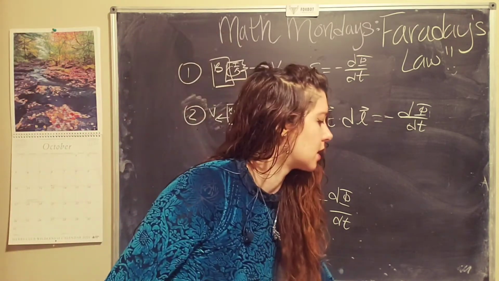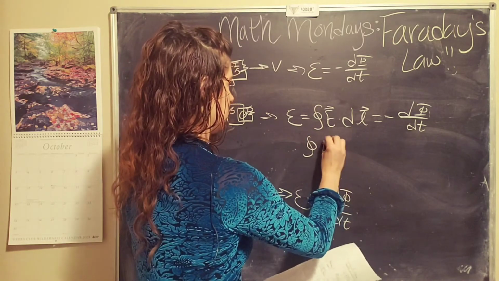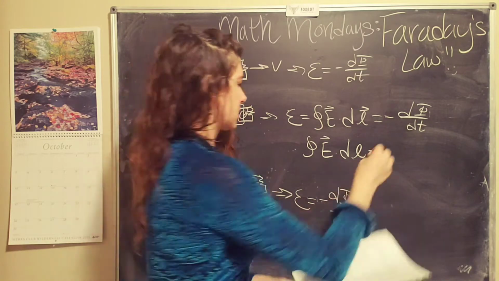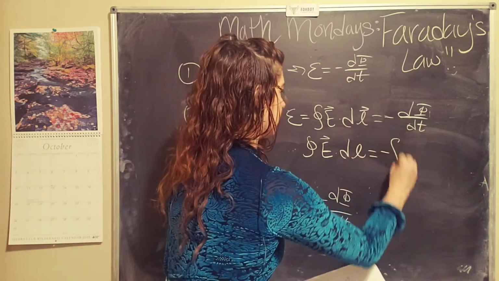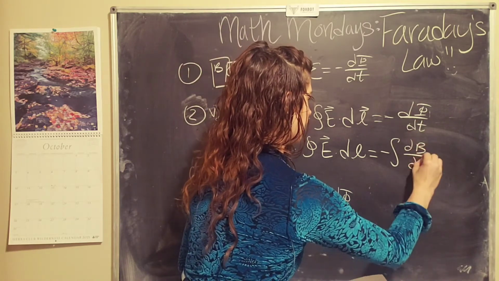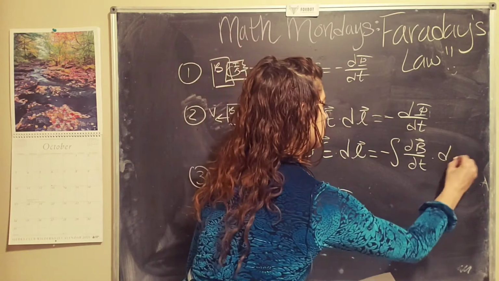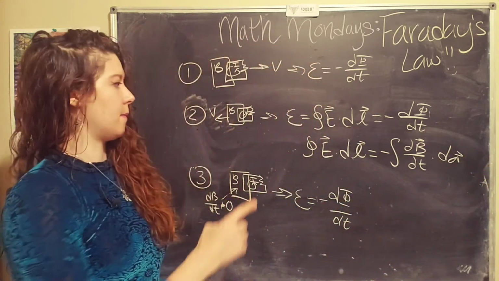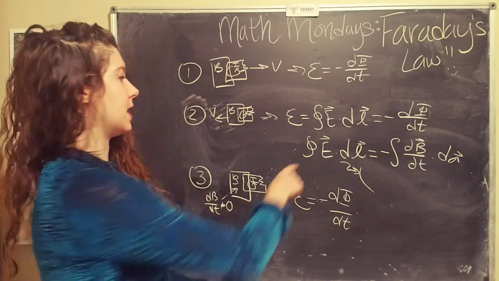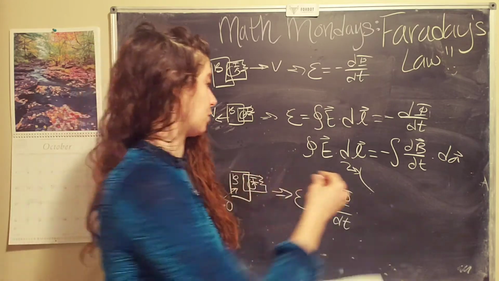So Faraday discovered that this path integral, E dot dl, equals the negative integral of the magnetic field. I believe that is a vector. Yeah, it has to be a vector because it's dot dA. This is the integral form. I like the differential form because it's easier for my brain to read.